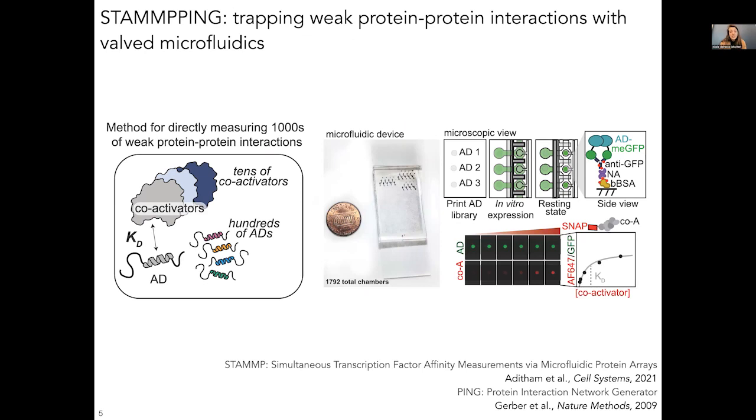So our solution to this has been to turn to miniaturization, where I developed a microfluidic platform that allows for recombinant expression and purification of thousands of effector domains in parallel, followed by direct measurement of cofactor binding affinities. We call this platform stamping, which stands for simultaneous trapping of affinity measurements via a microfluidic protein-protein interaction generator. And to date, we've used stamping to measure binding affinities for over 1,000 activation domain coactivator interactions.